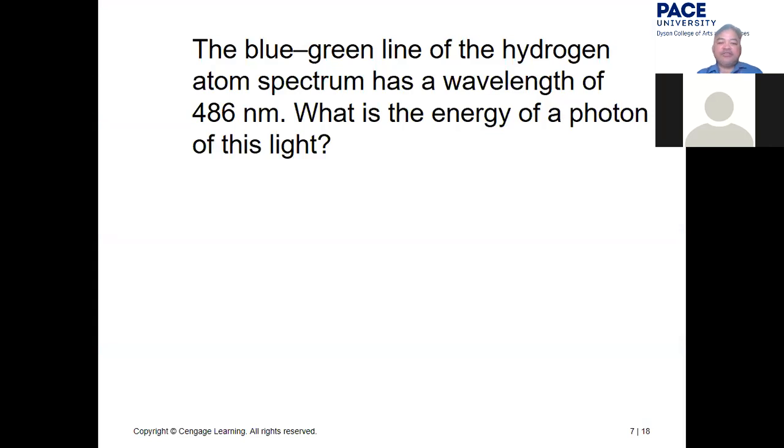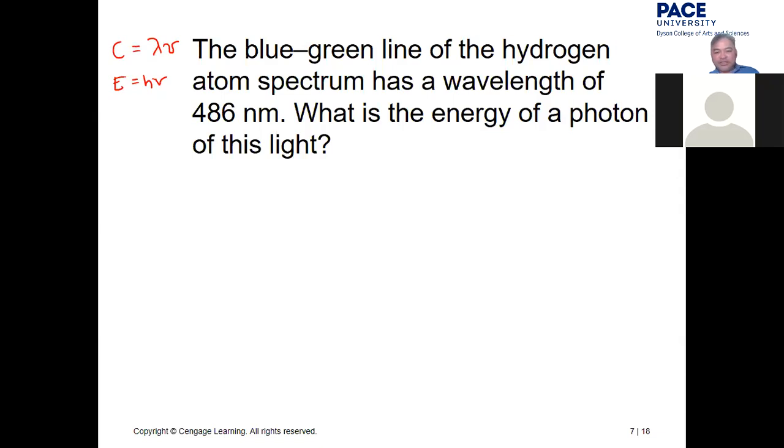Okay, so let's try to solve this one. The blue-green line of the hydrogen atom spectrum has a wavelength of 486 nanometers. What is the energy of a photon? So what do we know so far about the equation? Because the only thing I'm going to give you is this, and this one. So it's up to you to determine the other one.